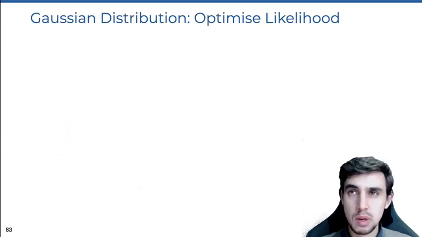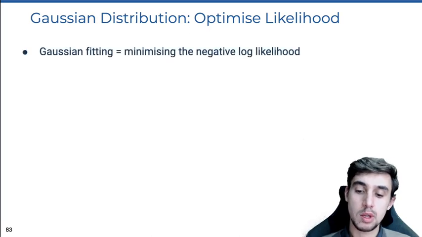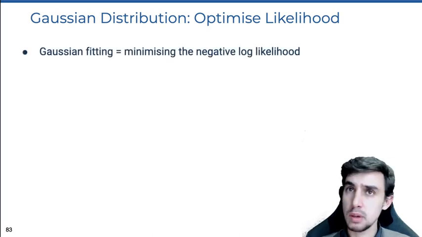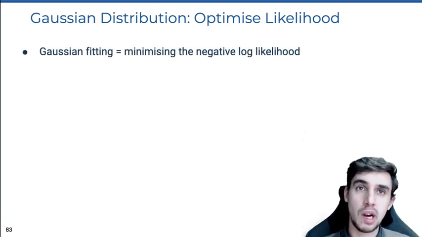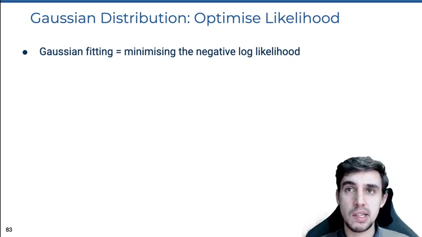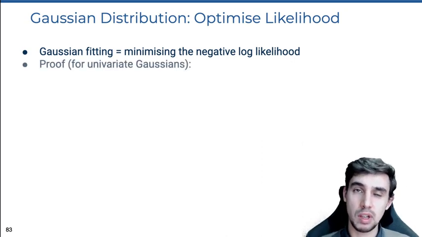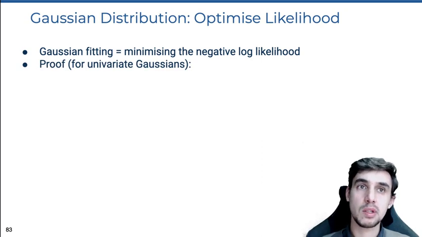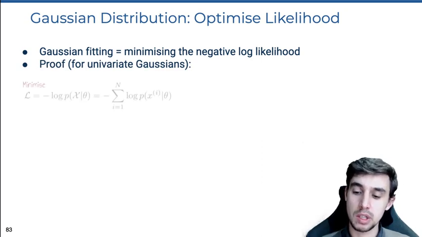So now let's try to use this notion of likelihood, and let's see how it is actually used in Gaussian distribution. When we try to do some Gaussian fitting, so computing the mean and the variance term in order to fit a given data distribution, actually what we are doing in the background without knowing it is minimizing the negative log likelihood. And here is a proof, for instance, for the unit variance Gaussians.